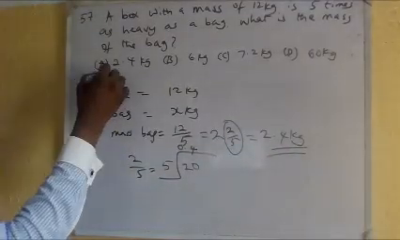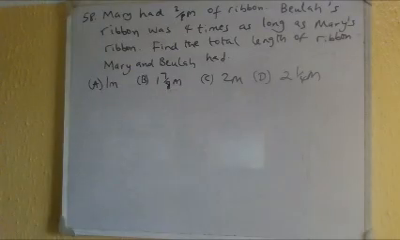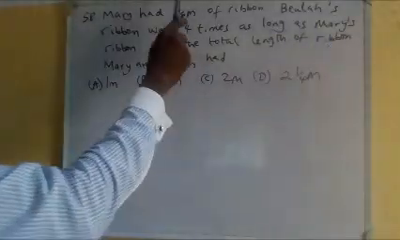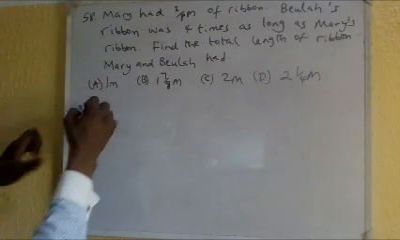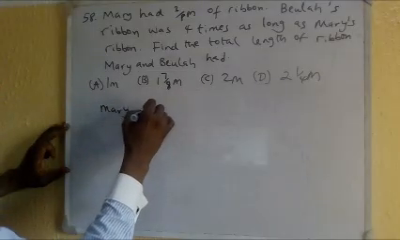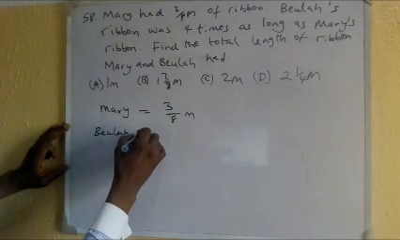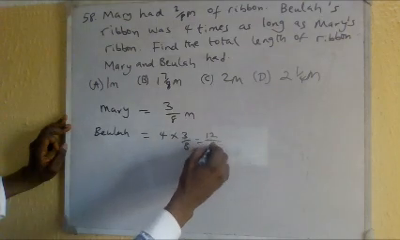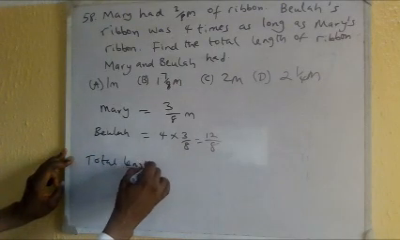So we move on to number 58. We have a question on the board, number 58. It says, Mary had 3 over 8 meters of ribbon. Beulah's ribbon was 4 times as long as Mary's ribbon. Find the total length of the ribbon Mary and Beulah had. Mary had 3 over 8 meters. Beulah has 4 times 3 over 8, which will give us 12 over 8, because 4 times 3 is 12, then over 8. So total length is equal to 3 over 8 plus 12 over 8.